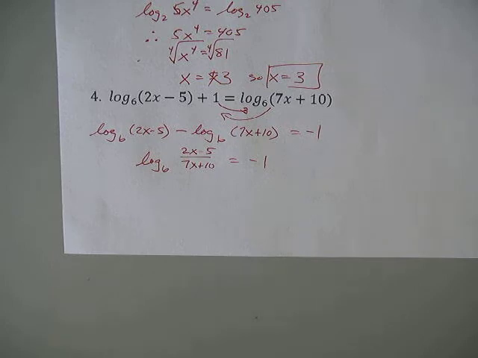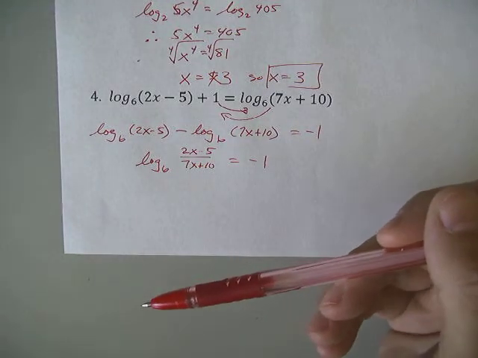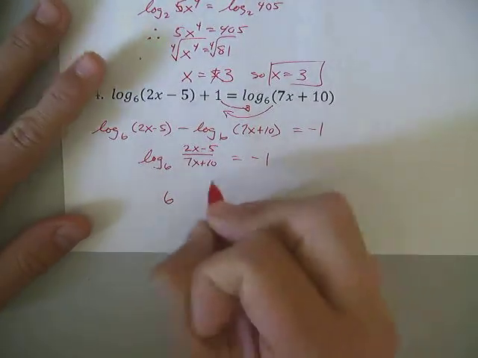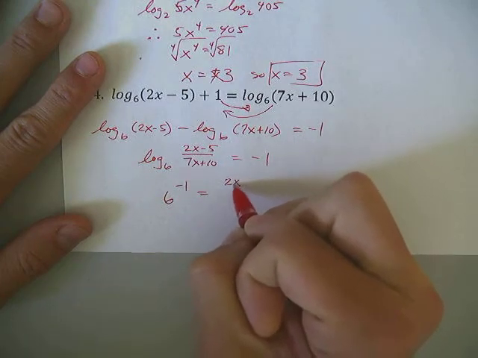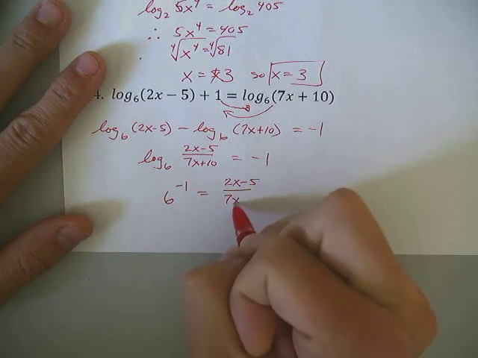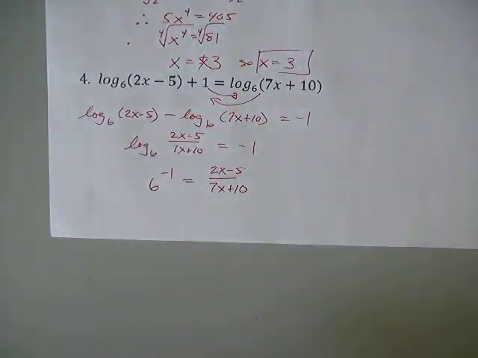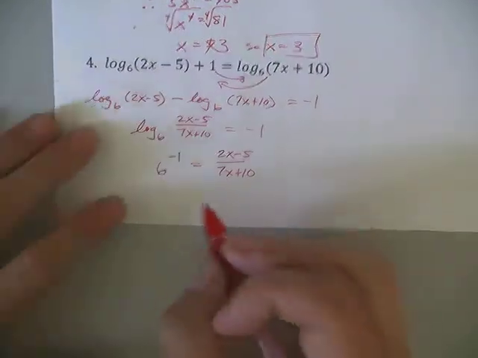Well, one thing that you can't forget is that logs are just another way of writing exponential functions. And so what I'm going to do next is change this from log form into exponential form. The way I would do that is I'd rewrite this as 6, and then flip these around, to the negative 1 equals all this stuff. And I can solve that. It's going to take a little bit of work, but I can definitely solve that.